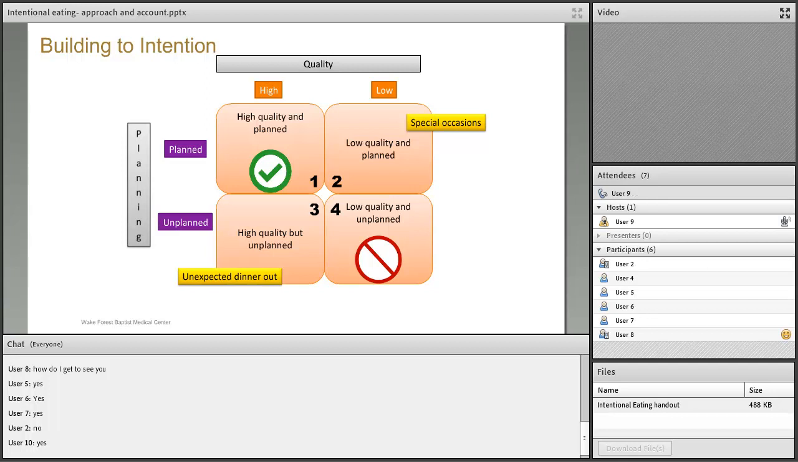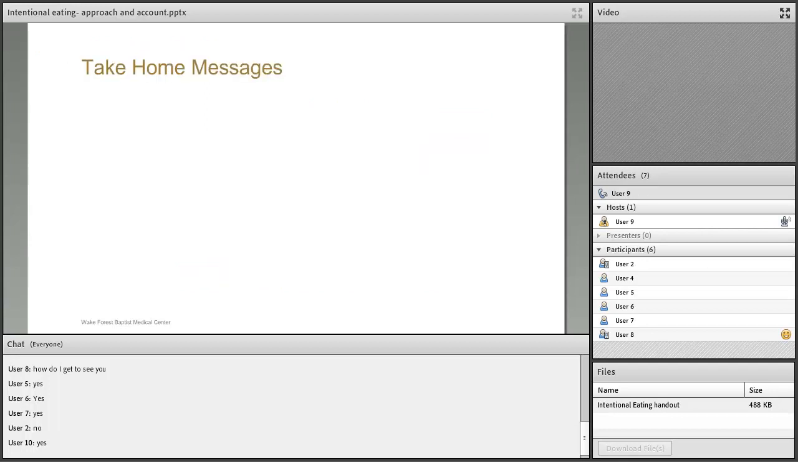So I would say that about 75 to 80% of our time should be spent in quadrant 1. About 20 to 25% of our time should be in quadrants 2 and 3, and then less than 5% of our time should be in quadrant 4. So that means that by default, most of our eating opportunities are high quality and planned, and that helps us maintain consistency with this concept of intentional eating.